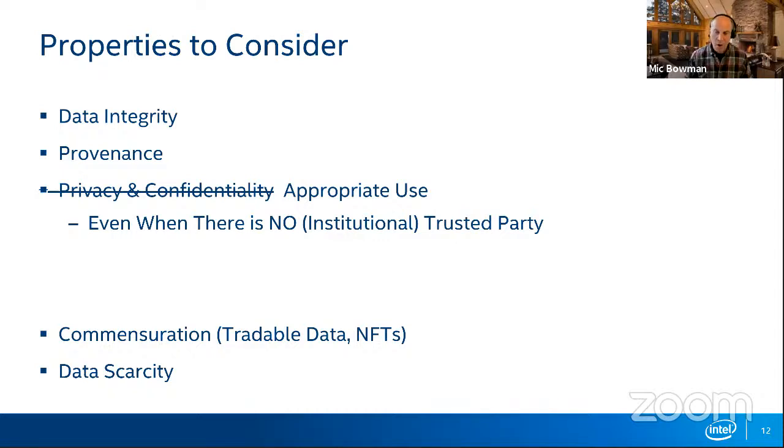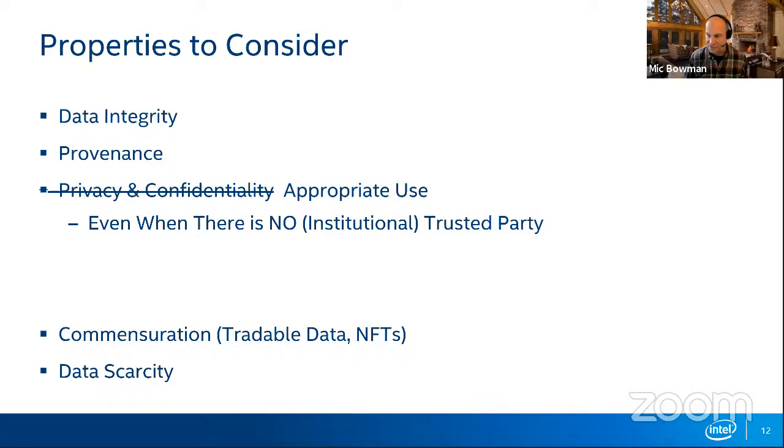So we want all of these properties in. We want to ensure all of these properties even when there's no institutionally trusted third party. And a lot of these computations, like the sealed bid auction, there is no one that you would trust, because anyone who has the information has the ability to manipulate the auction that way.